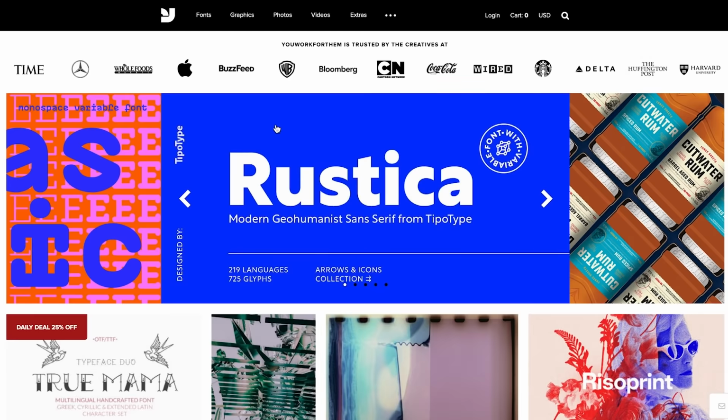The second point is graphic fonts, or modern fonts. You Work For Them is one of the sites that is my complete design inspiration and font inspiration, where it has lots of fonts that really work well. They have graphic content and fonts in all categories. It's a paid one, but it's really good.